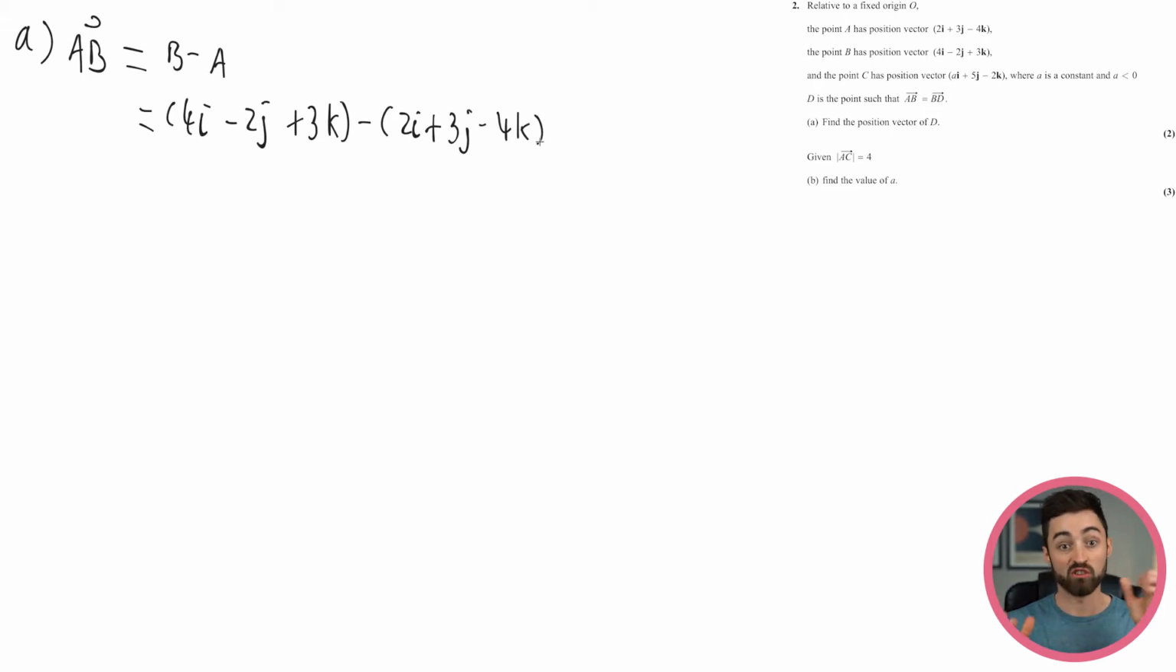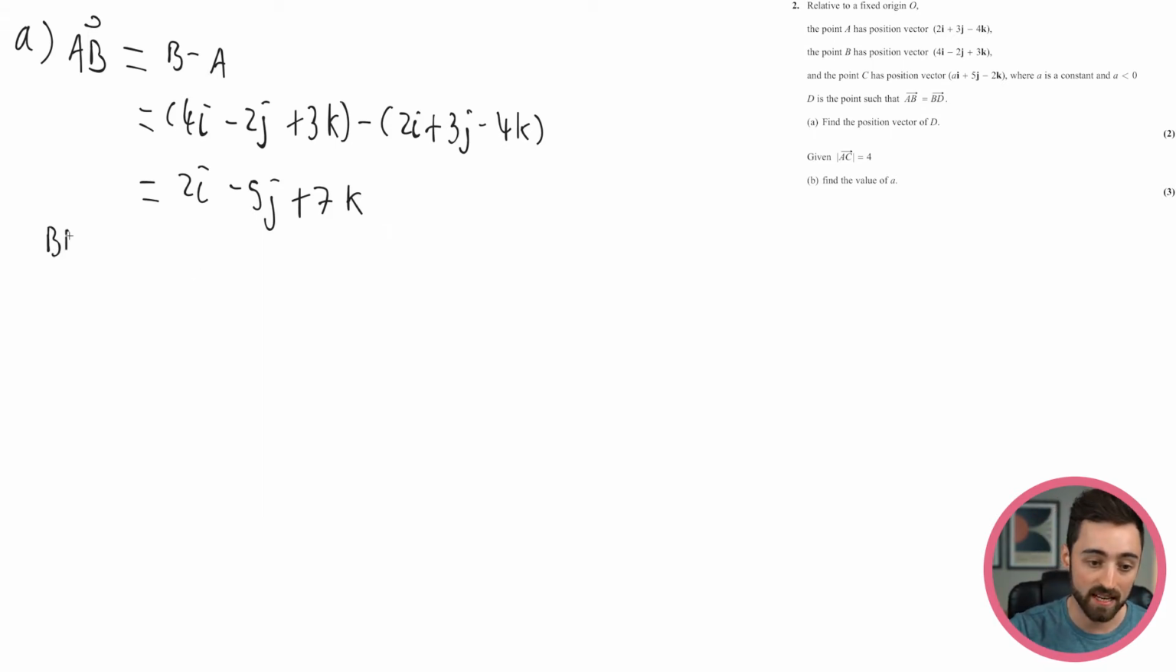And all we're going to do is group the i's, j's, and k's respectively to get this a bit neater. So in terms of the i's, what do we have? We have 4i - 2i, so 2i. J's, we have -2 - 3, so -5j. In k's, we have 3 - (-4), so that'll be 3 + 4, which is 7. Okay, so that's AB. And we know that this must be equal to BD.